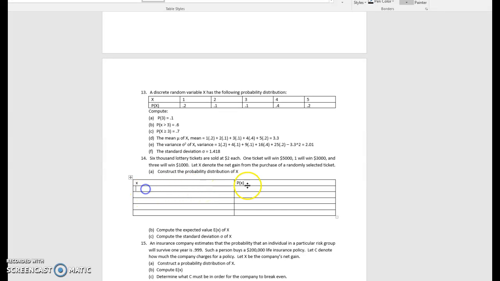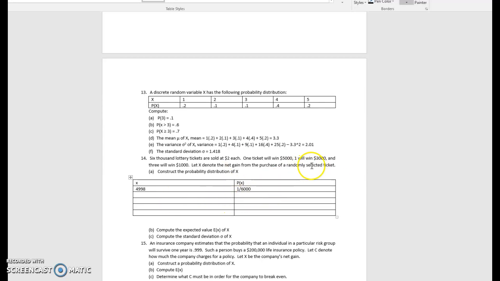Okay, so let's say that we are lucky and we win $5,000. Now, the truth is we don't really win $5,000. We win $4,998 because we spent $2 on a ticket. So 4,998 is the outcome, and the chance of that, since there's 6,000 lottery tickets, is 1 out of 6,000.